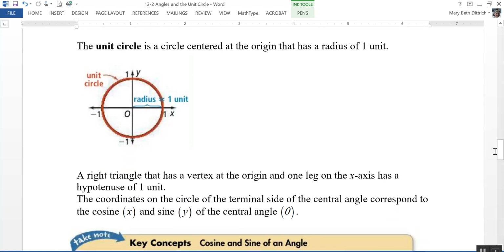Now the unit circle is a circle that is centered at the origin that has a radius of 1. Here's a diagram from your textbook. So here I have a circle that has a radius of 1 unit. Its center is the origin.